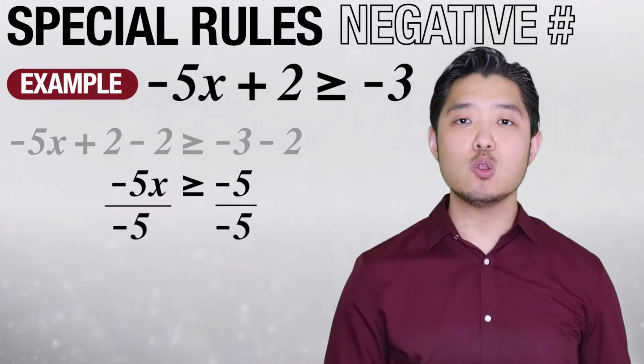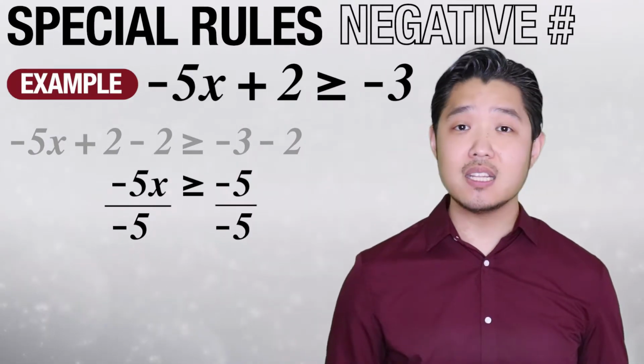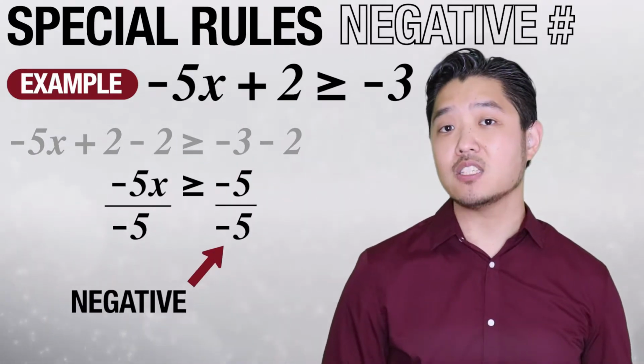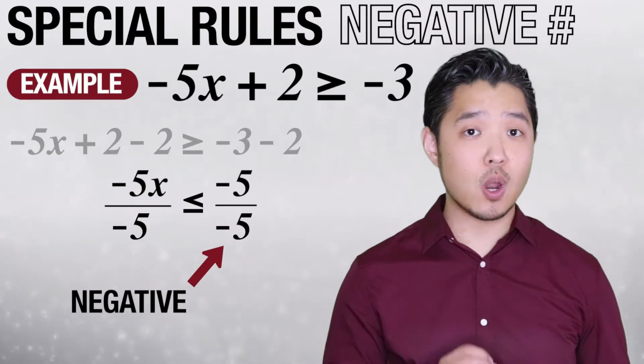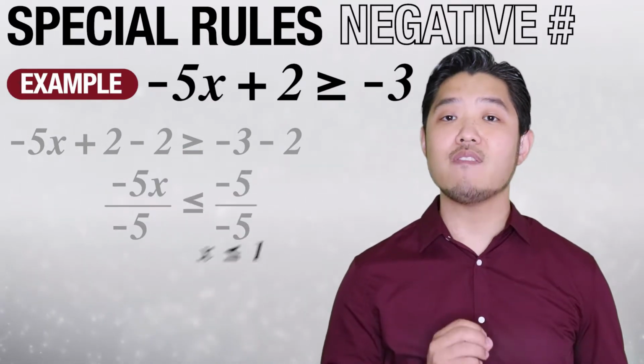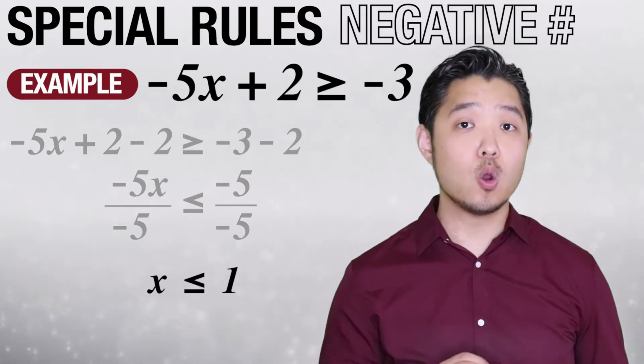However, you need to divide by minus 5. In this case, because minus 5 is a negative number, it will change the direction of the sign. We now have x is less than or equal to 1 as the answer. That is all you have to remember for the inequality.